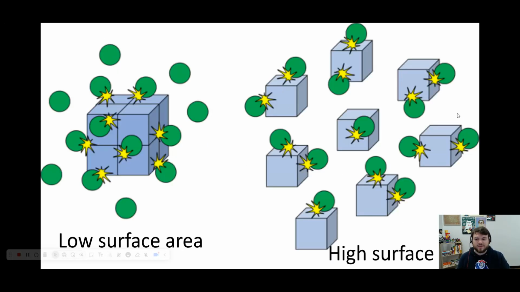So you can see the example here. Here's an example or a picture of low surface area. You can use this picture for your graphic organizer. So with low surface area here, you can really only react with the outsides of that large cube, where here we have a higher surface area. There are more faces of that cube to interact with, and so that reaction is going to happen faster.